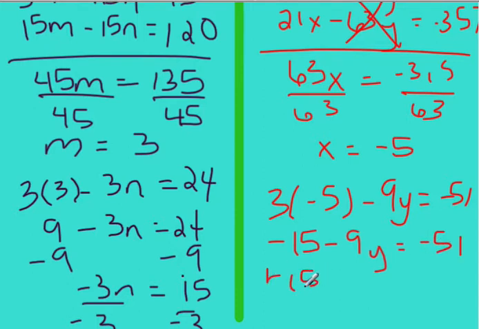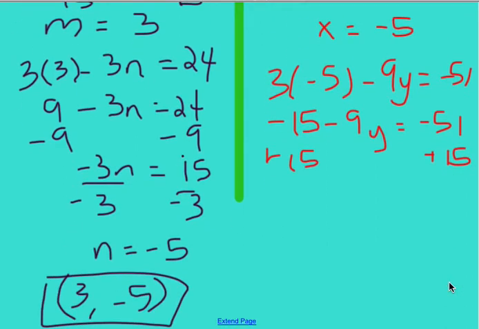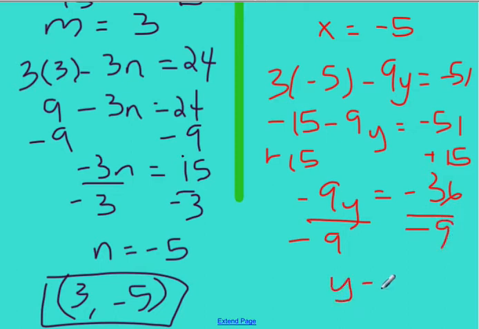So since that's a negative 15, I need to add 15 to both sides. And when I do that, I get negative 9y is equal to negative 51 plus 15, which is negative 36. Divide both sides by a negative 9, and I end up getting that y is equal to 4. So my coordinate point then is negative 5, positive 4. That is my answer for number 6.